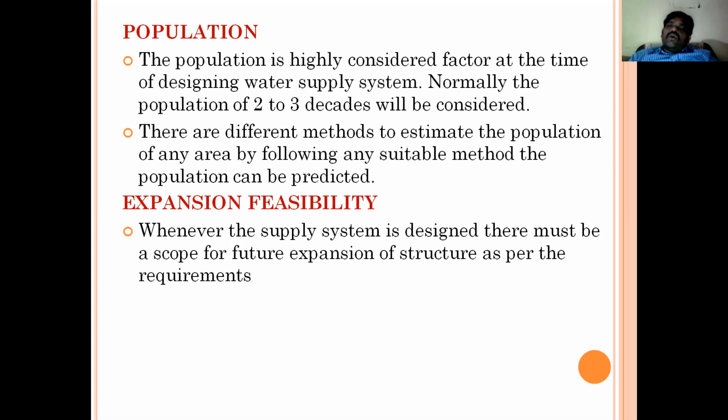The structure must hold the feasibility of expanding in future. That's why we used to hear at certain companies, at certain industries, unit 1, unit 2, unit 3, or plant 1, plant 2, plant 3 like that. That means it must have the expansion feasibility.